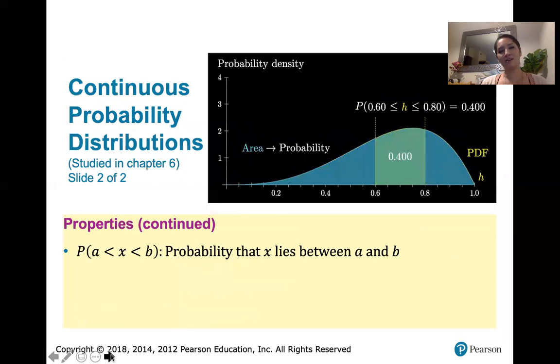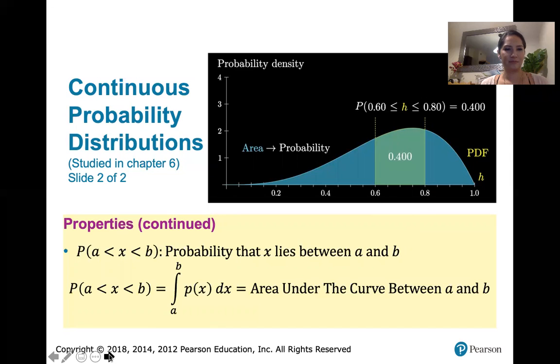Now, if we're talking about the probability that x is between A and B, if we want to find that probability, we can look at the area under the curve between these vertical lines, x equals A and x equals B. And that's represented by this symbol from calculus. But again, I just want you to understand the correspondence between area and probability.